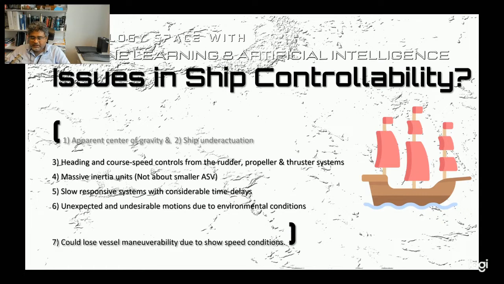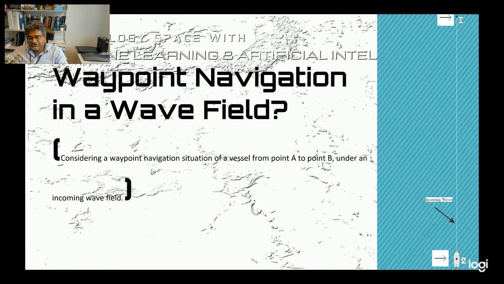So now you can imagine, other than these underactuated conditions, there are additional challenges that can be introduced into the controllability of these vessels. So when you're developing navigation strategies, these conditions should also be considered. Let's consider a simple ship navigation situation to explain the development of a navigation strategy.